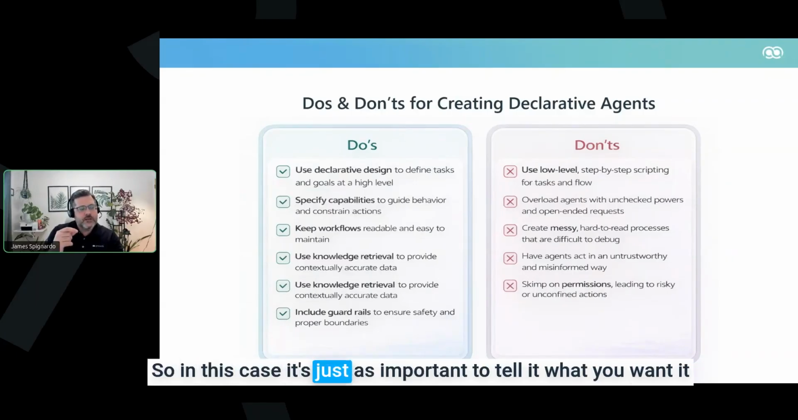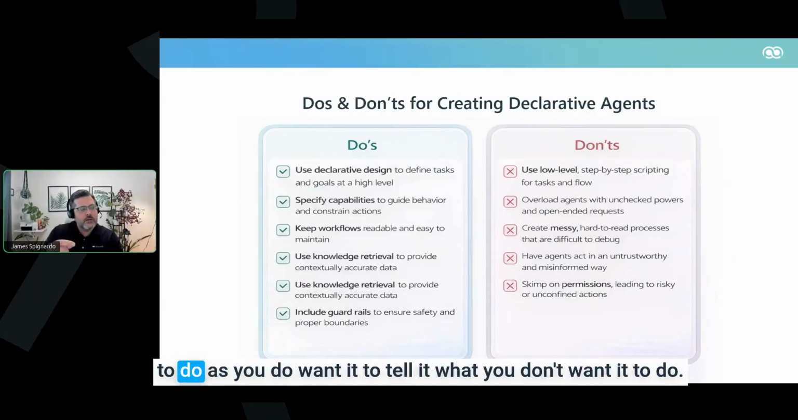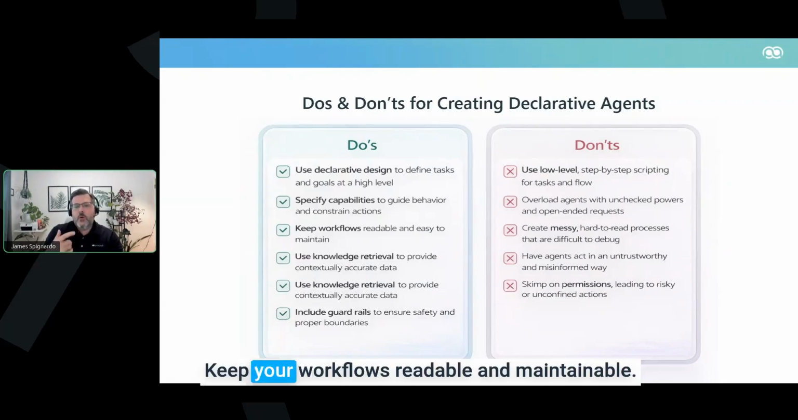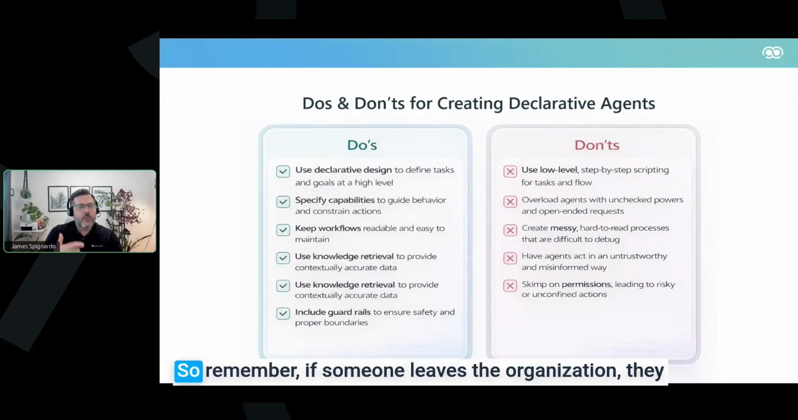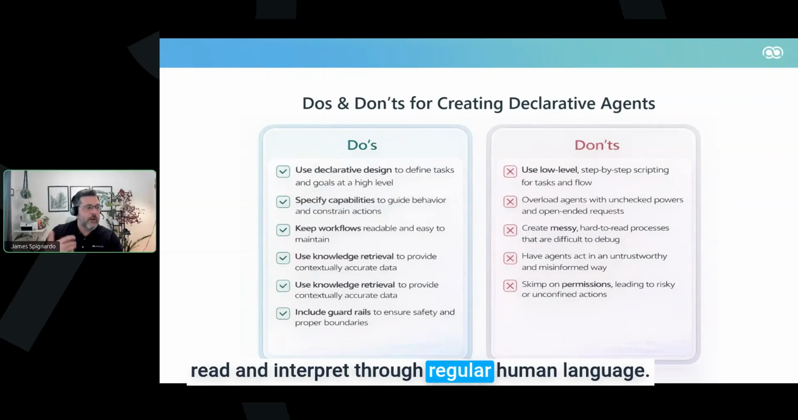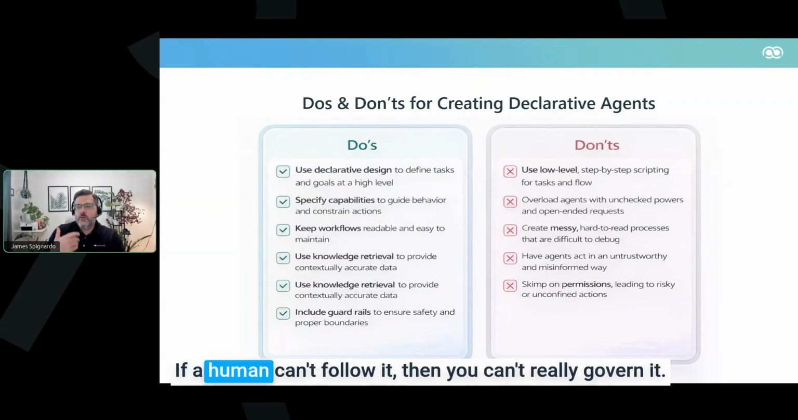In this case, it's just as important to tell it what you want it to do as it is to tell it what you don't want it to do. Keep your workflows readable and maintainable. So remember, if someone leaves the organization and they built an agent, it should be something that others can read and interpret through regular human language. If a human can't follow it, then you can't really govern it.